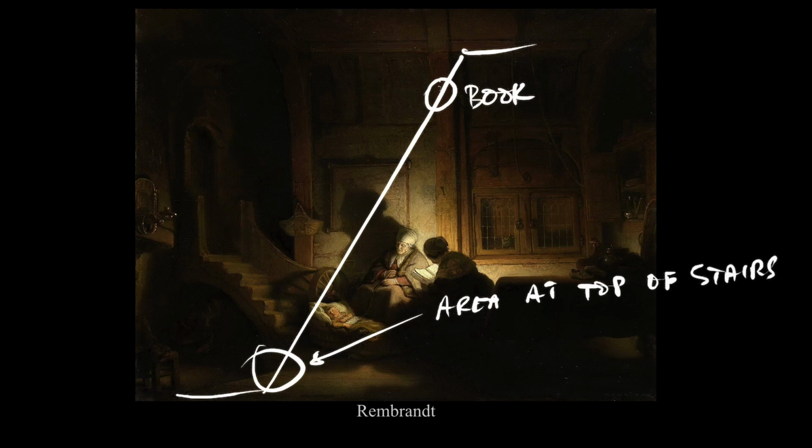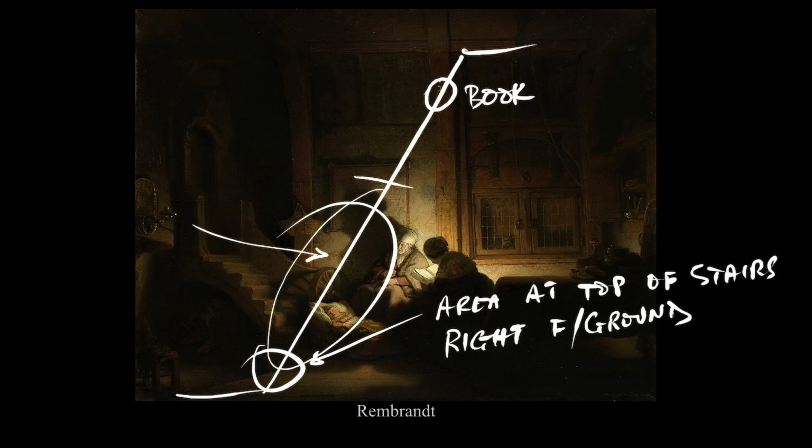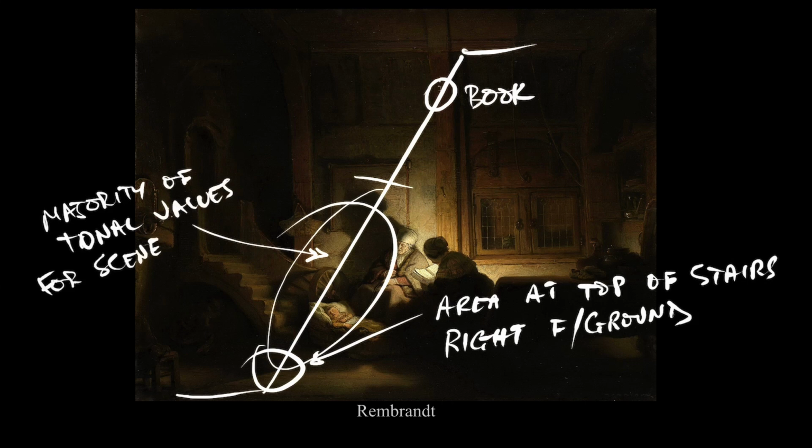But look at the use of latitude and relate that back to your camera. How would you capture that? And what sort of exposure range would you use from the brightest highlight, which is the book, to the darkest shadows up there at the top of the stairs? But again, look through the scene, lots of shadow detail.